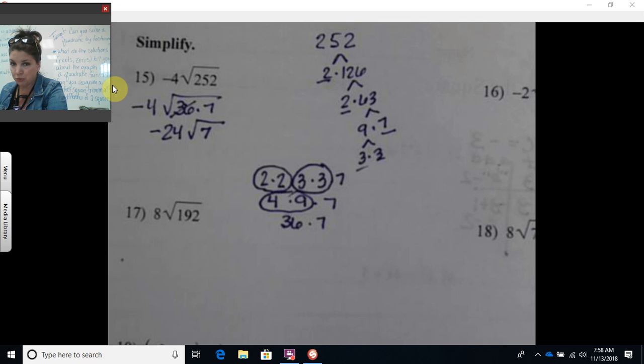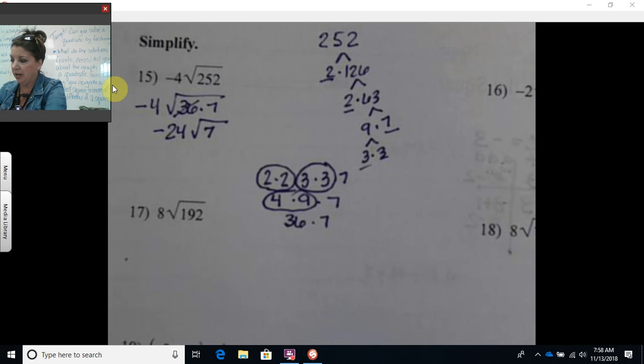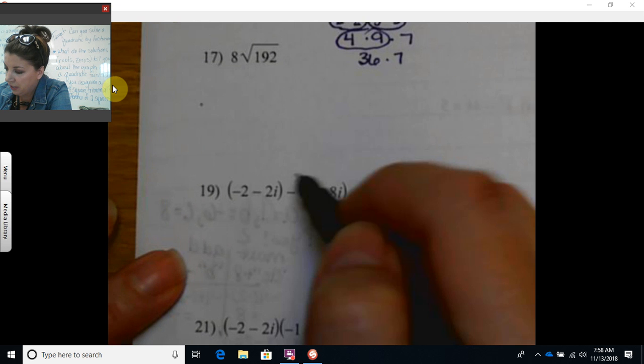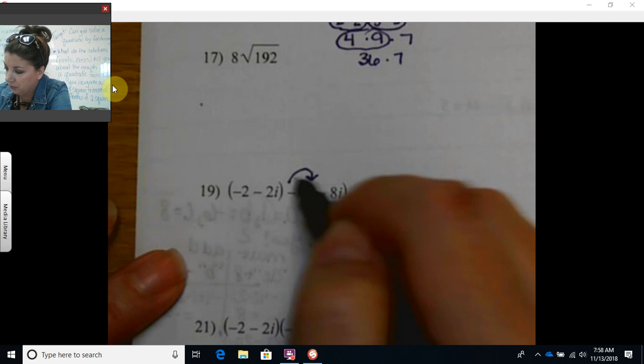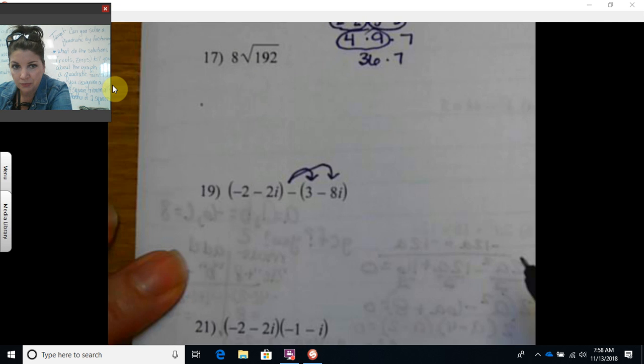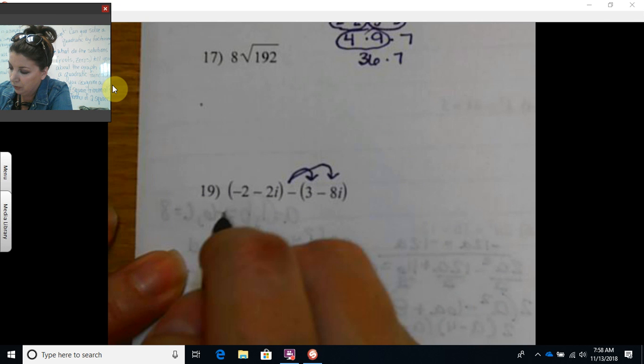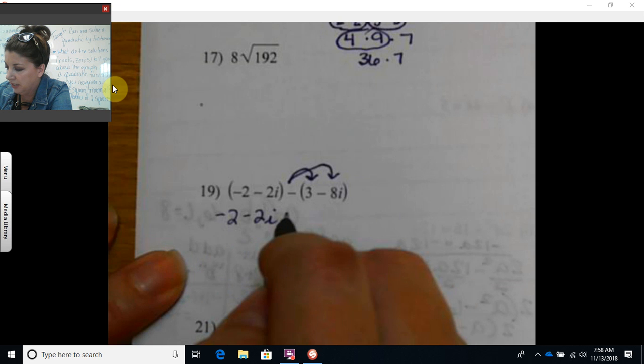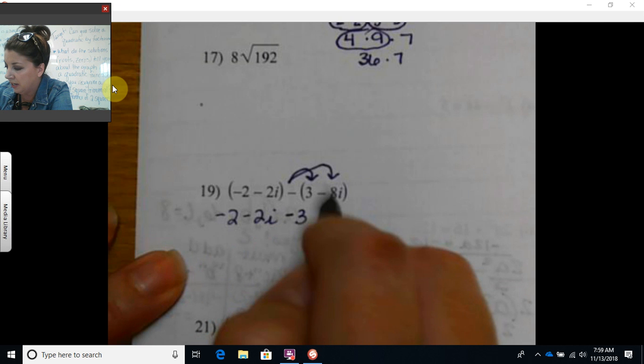I'm subtracting, and I have imaginary numbers. So I'm going to distribute that negative sign to get rid of the parentheses. So I have negative 2 minus 2i. Negative times 3 is going to give me negative 3. Negative times negative 8i is positive 8i.